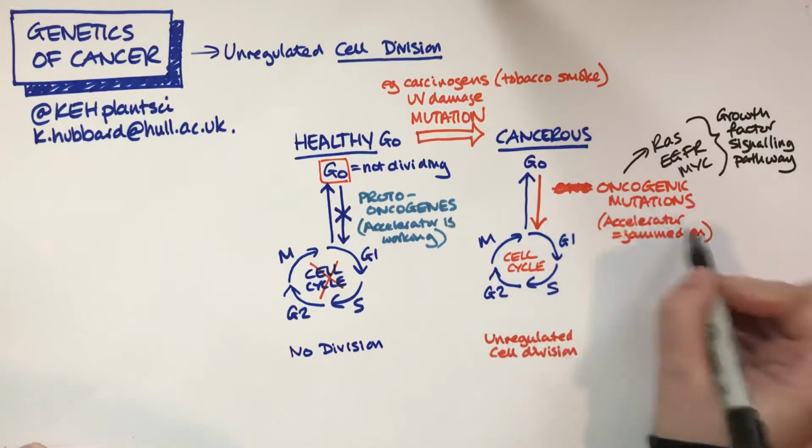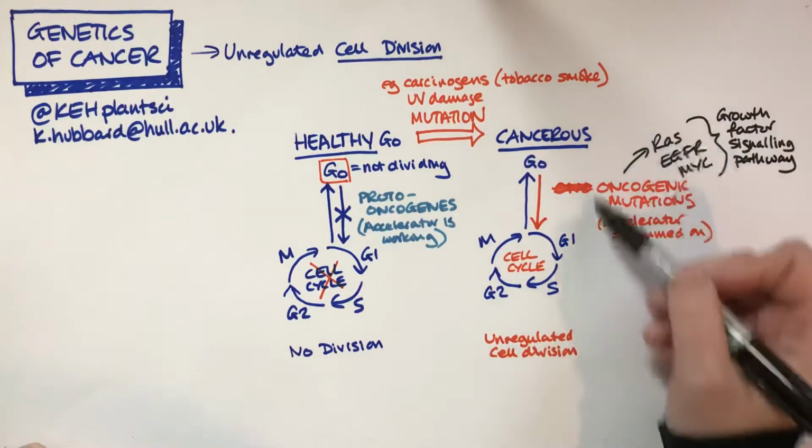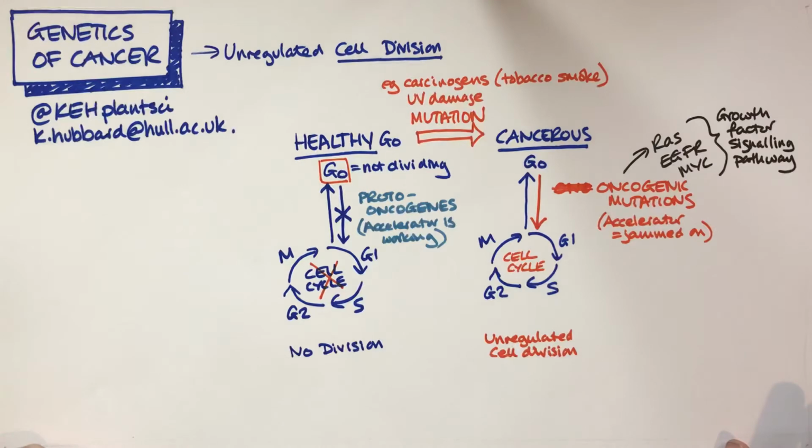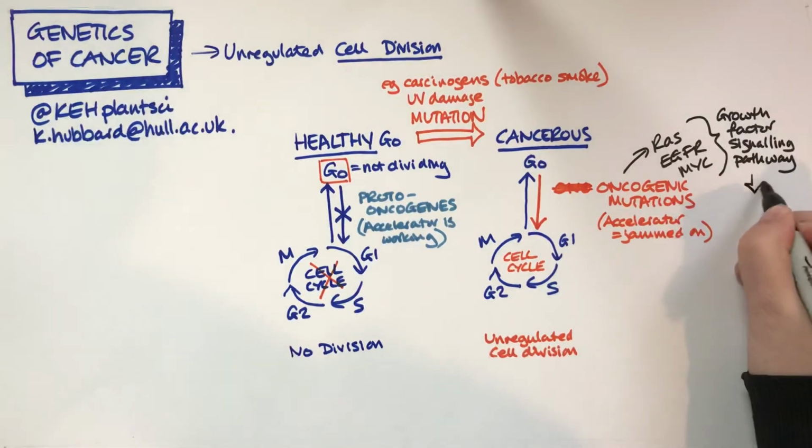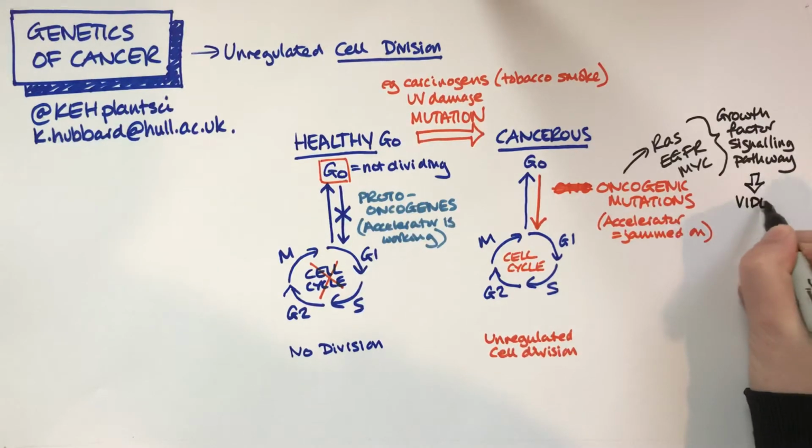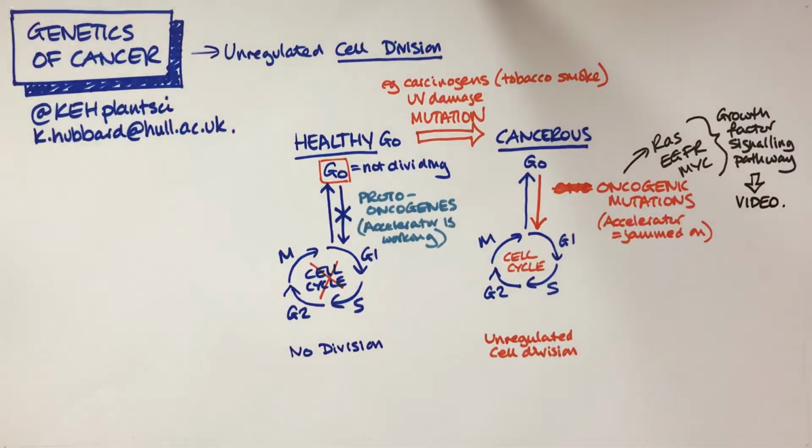So we have these oncogenic mutations. Most of those mutations are in a growth factor signaling pathway. There's another video if you want to go and check that out. Oncogenic mutations are as if your accelerator has been jammed on.